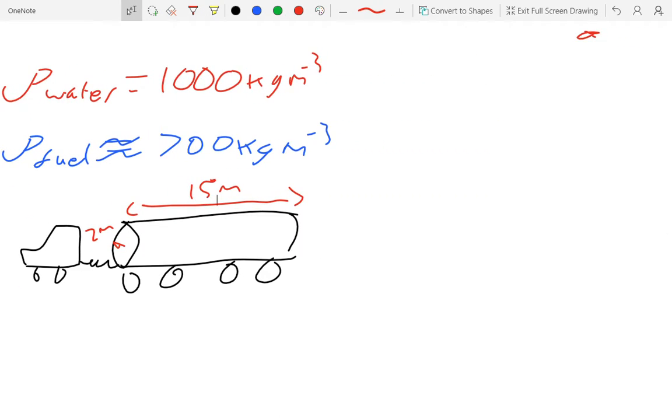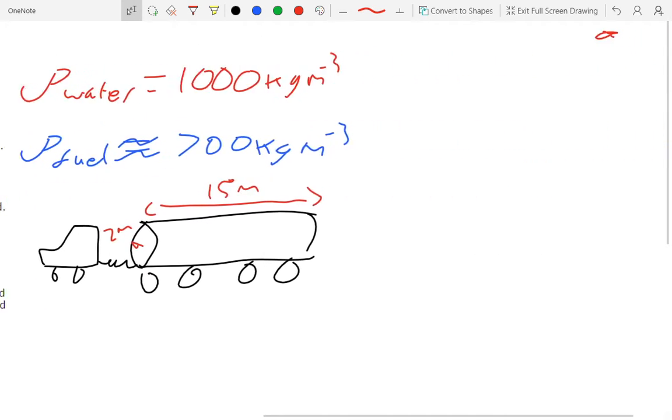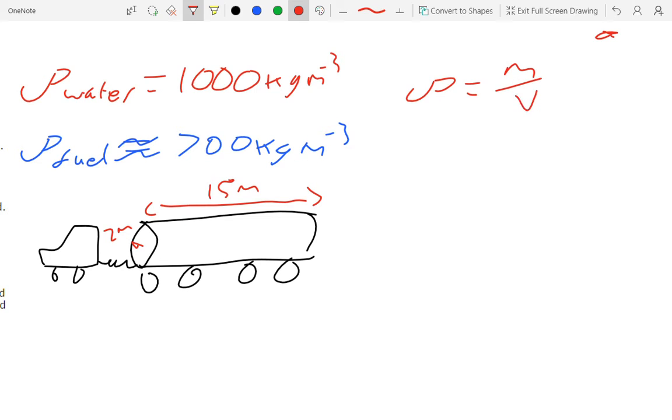So we've got these here now, and now we want to find what weight of fuel would fit into a petrol tanker. So we need to find what mass of fuel will be in that petrol tanker. To do that, we know that density equals mass divided by volume. So if we want to find mass, then it's equal to density times volume. So first of all, we need the density of the fuel, and the volume of the fuel tanker.